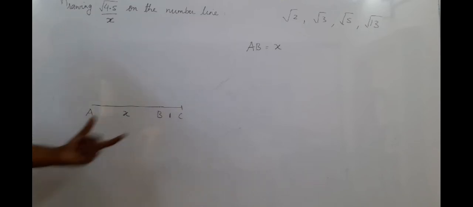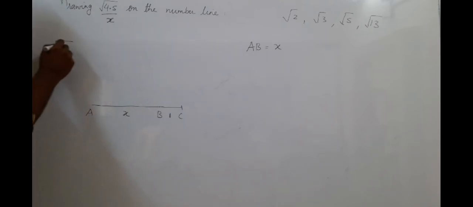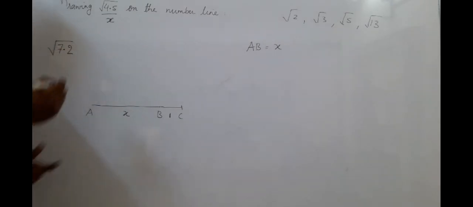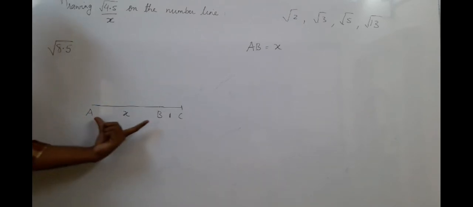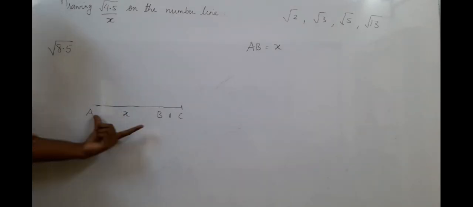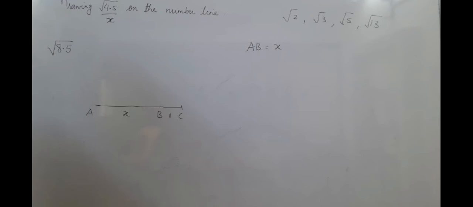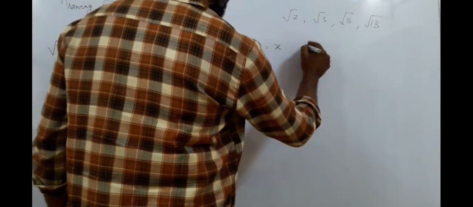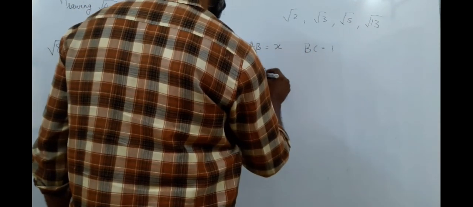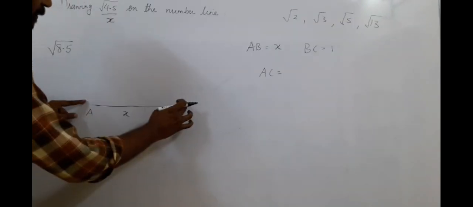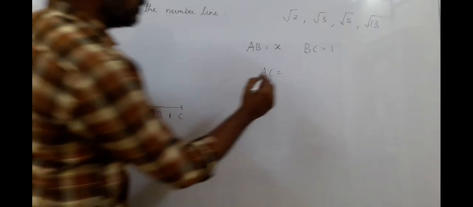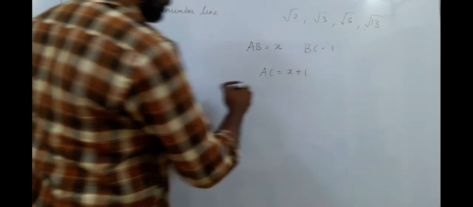Say you want to draw root 7.2. Then your AB should be 7.2. If you want to draw root 8.5, then AB should be 8.5. Is it clear? So whatever you want to draw should be your AB, your x. And then you have BC as 1. So if AB is x and BC is 1 unit, what is AC? AC is AB plus BC. So AC is x plus 1.